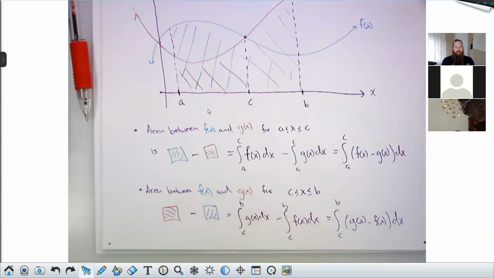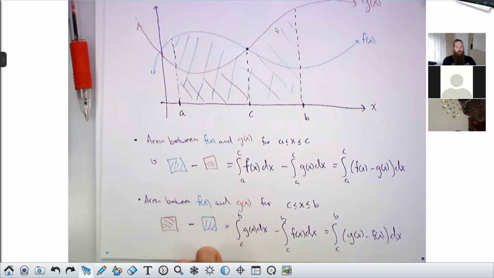So what you see is that to get the area on any interval that's between two functions, you subtract the upper function minus the lower function, and then you integrate. So from a to c, if I want to find the area that's between f and g, then I would integrate f minus g from a to c. And similarly, from c to b, if I want to find the area that's between the red and the blue, I would integrate the red function minus the blue function, g minus f.